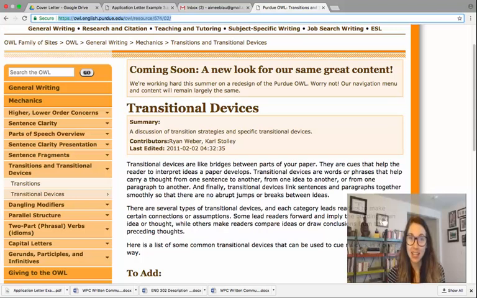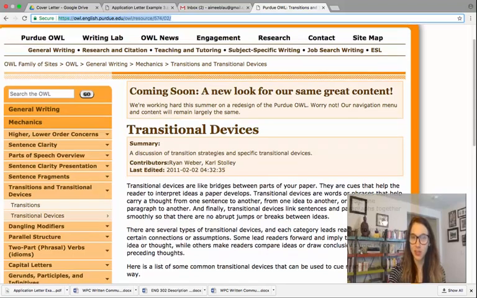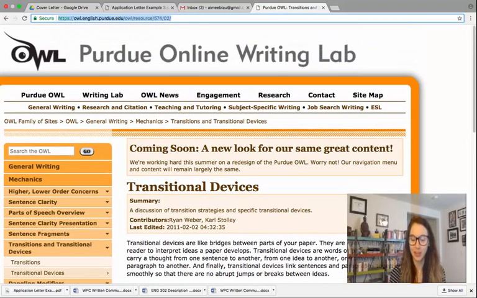So basically, with transitions and transitional devices, I've taught these for a long time, and then my students were kind of like, oh yeah, whatever, is this just something that's really important to you? And then I found that over the years, the Purdue Online Writing Lab has published a page on it, and other teachers are teaching it too. So it really is a thing.